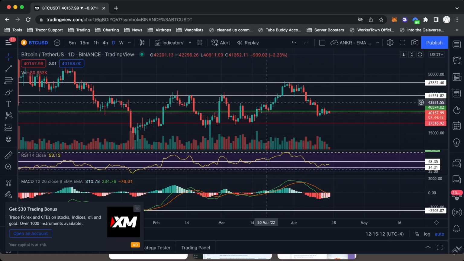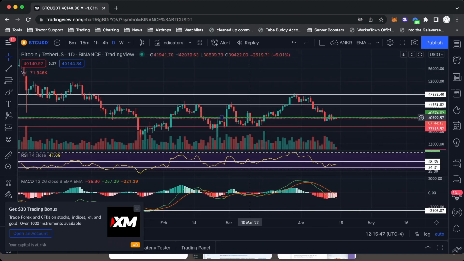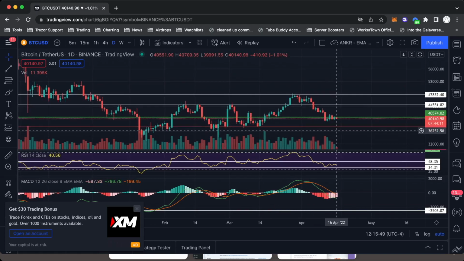So let's do another count. 1, 2, 3, 4, 5, 6, 7, 8, 9, 10. Let's say it took 10 days. Really, this whole thing took maybe almost a month to keep rising. It rose from 37,000 to 47,000. It took about 17 days for this thing to rise, and it took 14 days for it to drop. So you know that within 2 weeks, you can get some money. In 2 weeks, you could lose it if you don't pull out.